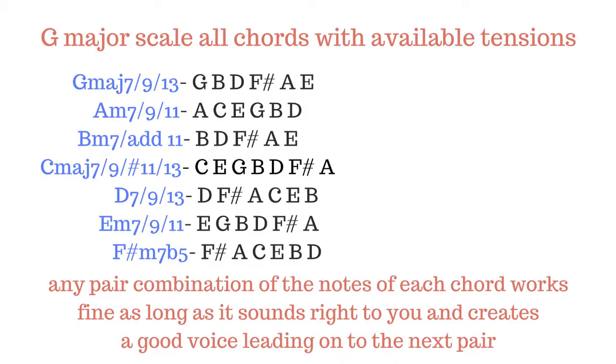Before we move to the two parts of this video, let's quickly define what I call dyads over bass notes. If I construct my G major scale chords, I can see that my first chord can be G major 7th 9 13, second chord A minor 9 11, third chord B minor 7th add 11, fourth chord C major 7th 9 sharp 11 13, fifth chord is D 7th 9 13, sixth chord is E minor 7th 9 11, and my last chord F sharp half diminished 11 flat 13.